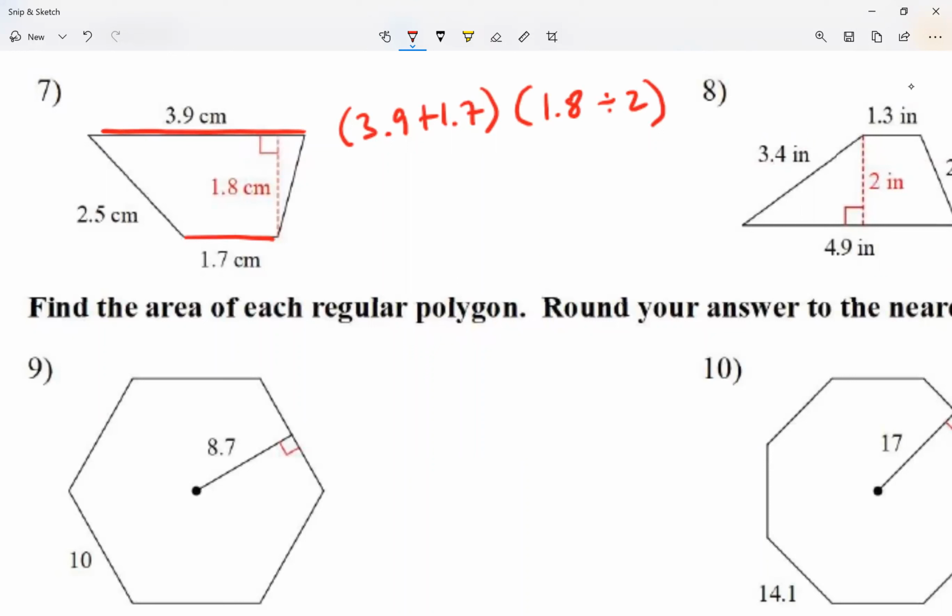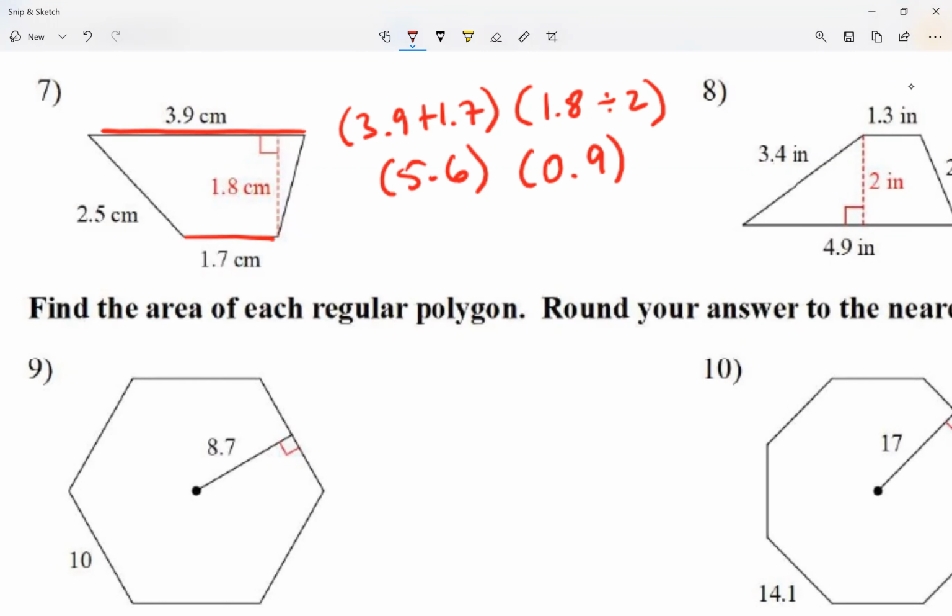All right, so first of all, let me find out what's 3.9 plus 1.7. I'm going to type this on my calculator in parts. I'm not going to type it all at once because I might type it wrong. There's an easy way to type it wrong if you type it all at once. So don't. I'm just going to add the bases, 3.9 plus 1.7. That gives me 5.6, the first parentheses. 1.8 divided by 2, that is 0.9.